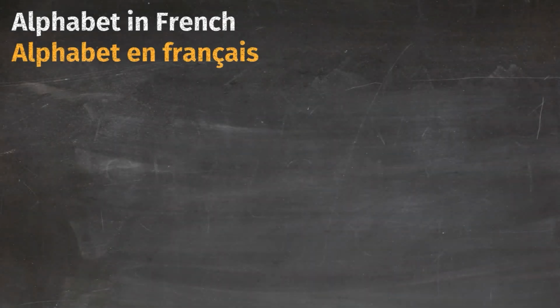There are 26 letters in the French language alphabet. Let's check them one by one.